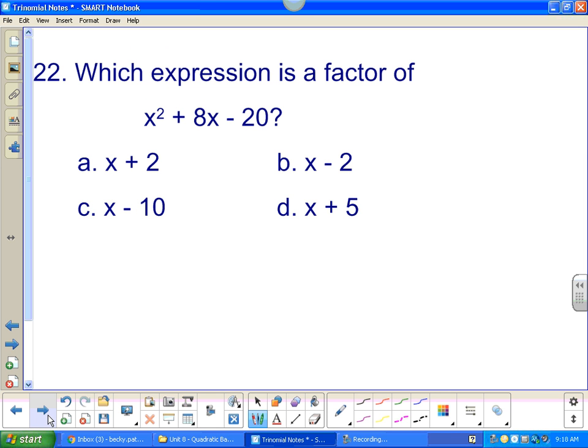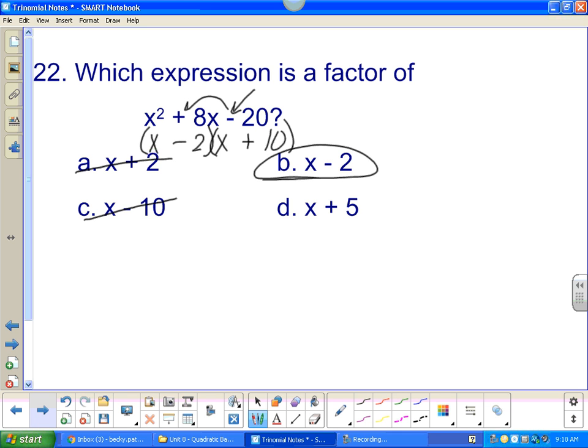Okay, last one. Factors of 20 that subtract to give you an 8. That's going to be 2 and 10. Signs are different. Bigger number's positive. So I'm looking for an x minus 2 or an x plus 10. There we go.